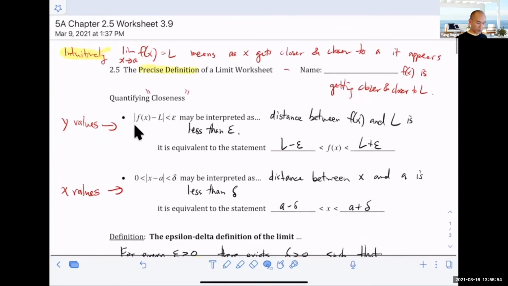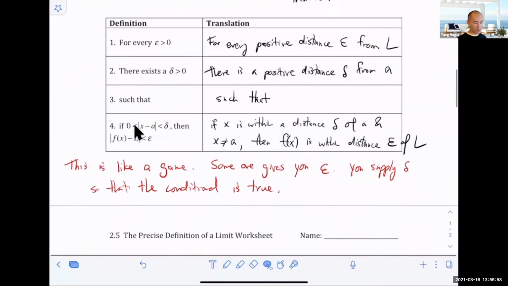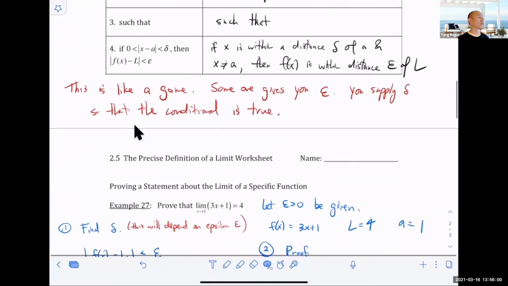So we spent a lot of time trying to unpack this precise definition of a limit. If you're a math major, you kind of want to at least make a great effort to try to understand it. If you're a business major, I can understand why you'd be like, why do I have to learn this? This is very out there.